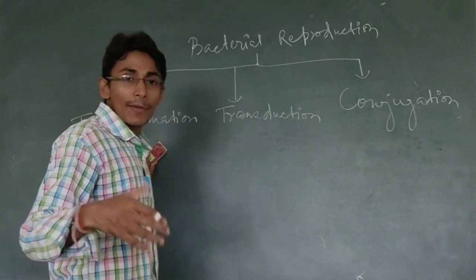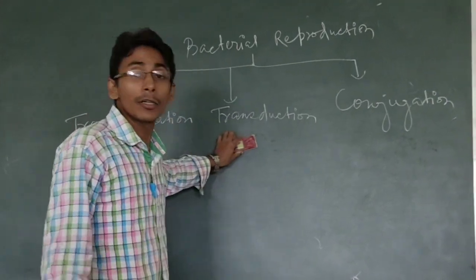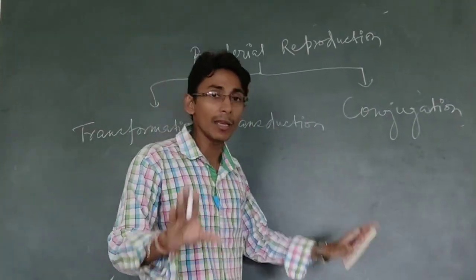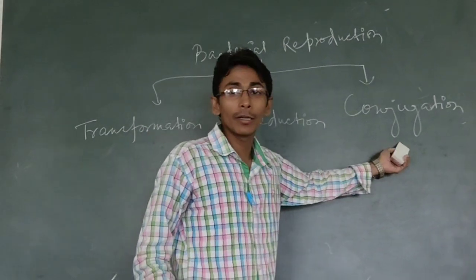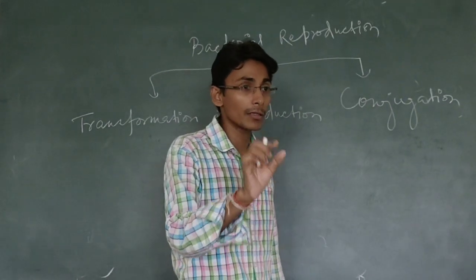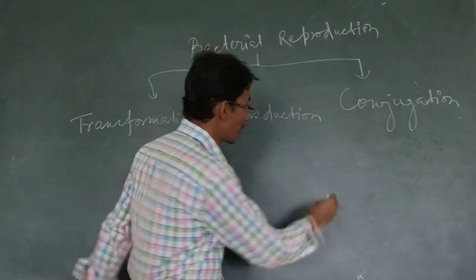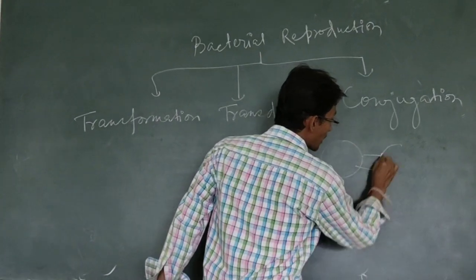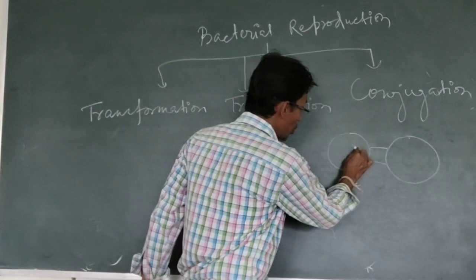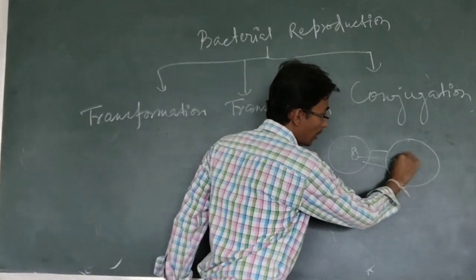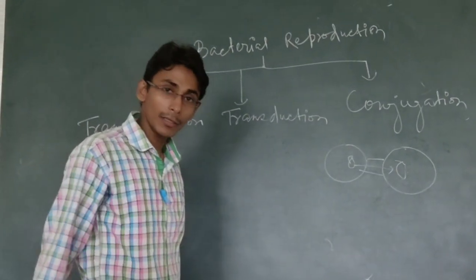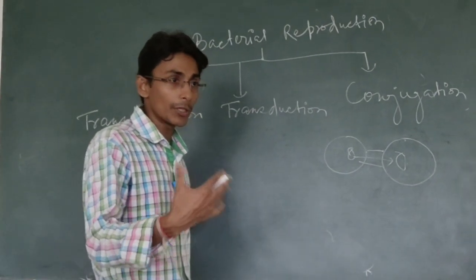As I said in my previous class, transformation and transduction don't need any physical contact between the donor cell and the recipient cell. But conjugation needs physical contact between the donor cell and the recipient cell. This is the main difference. In conjugation, the donor cell makes physical contact with the recipient cell. After that, the genome has to be transferred to the recipient cell. And how the process occurs, I am just going to explain.